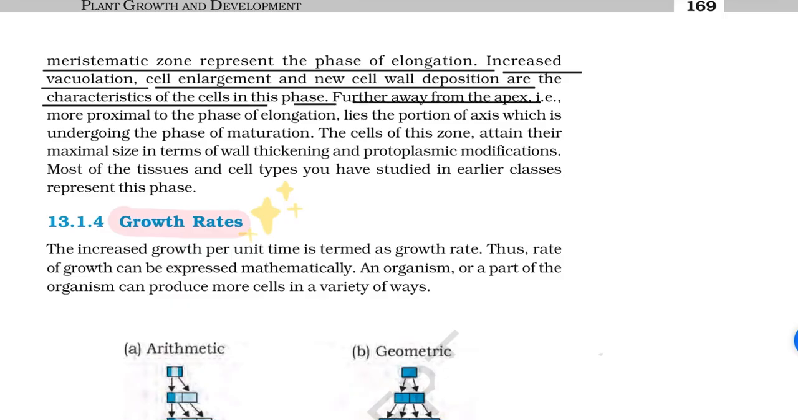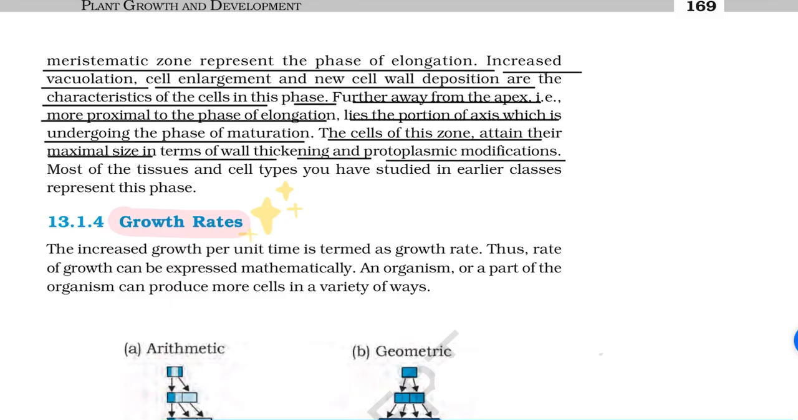Further away from the apex, more proximal to the phase of elongation, lies the portion of the axis which is undergoing the phase of maturation. The cells of this zone attain their maximal size in terms of wall thickening and protoplasmic modifications. Most of the tissues and cell types you have studied in earlier classes represent this phase.